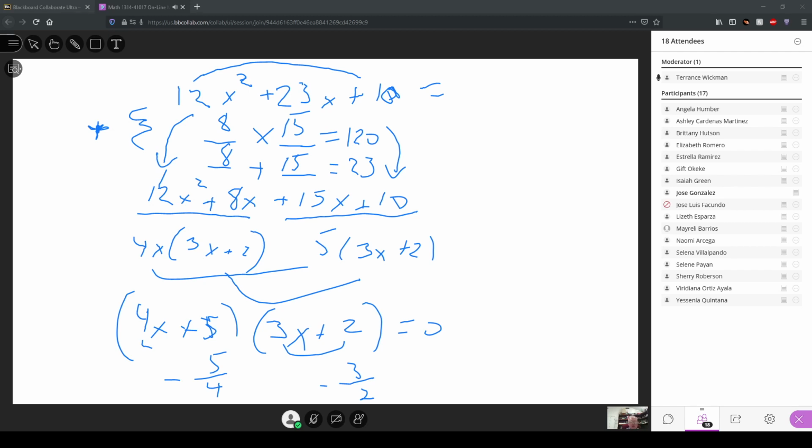I won't take this long on all of them, but I wanted to go through this one, the whole FOIL process, so you see how to do it. Next one. Any questions?